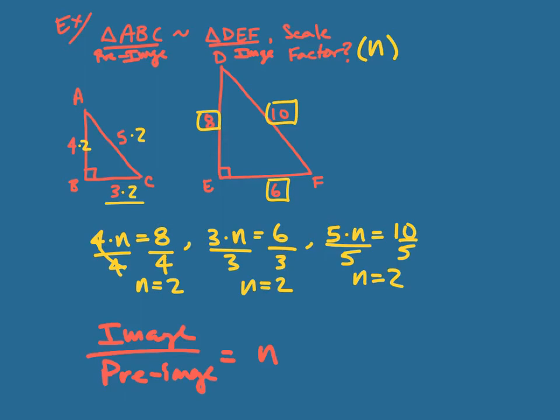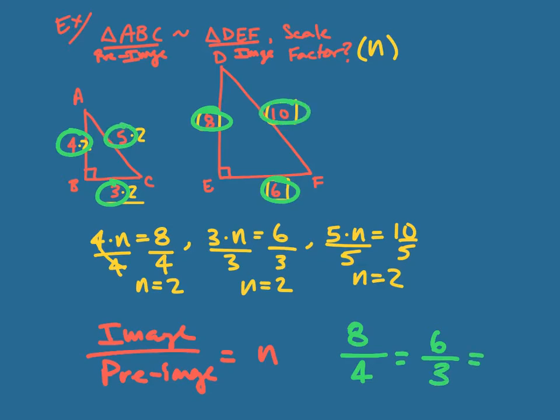So if I were to take the side length of 8 and divide it by its corresponding side length, which is 4, and take the side length of 6 and divide it by its corresponding side length of 3, and take the side length of 10 and divide it by its corresponding side length of 5, all of those are going to give you the same value of 2, which is your scale factor. And so that's one way that you can do that.